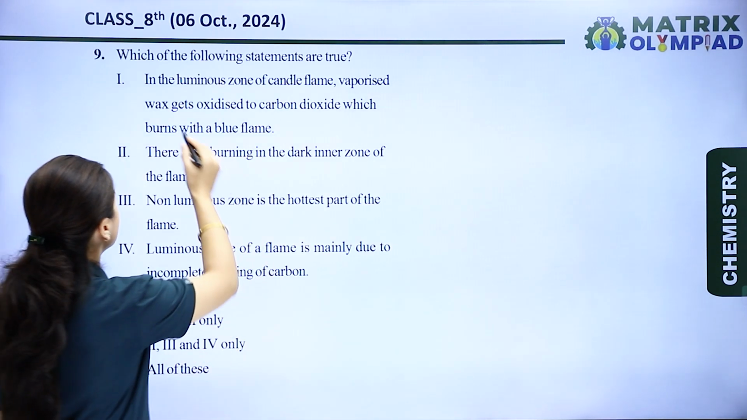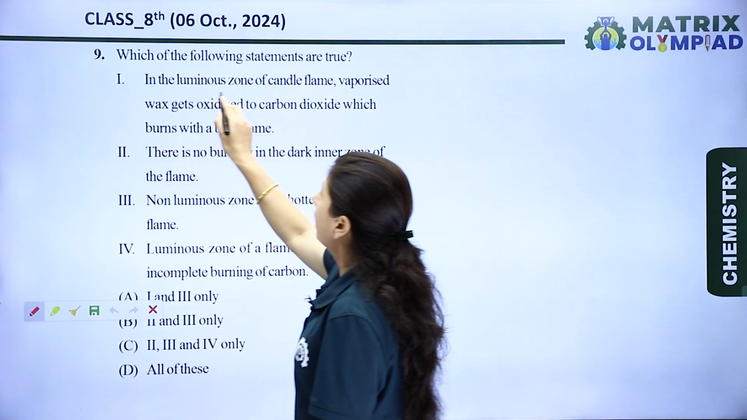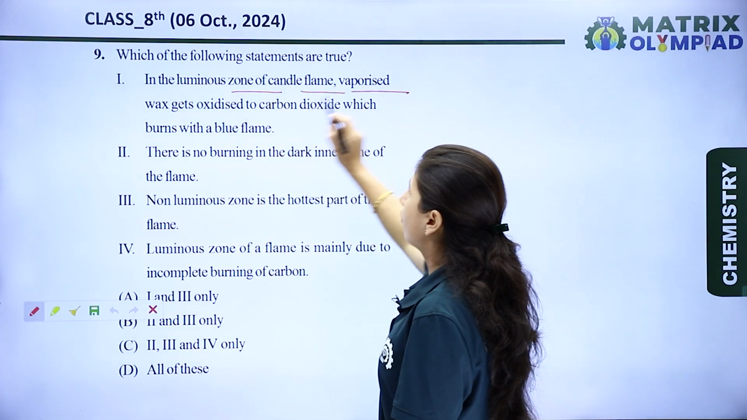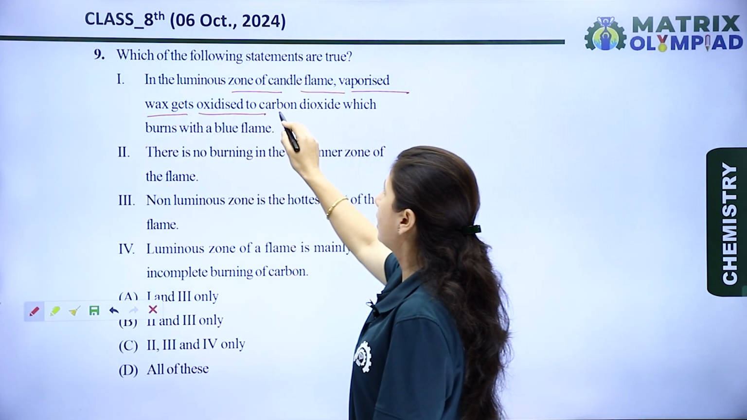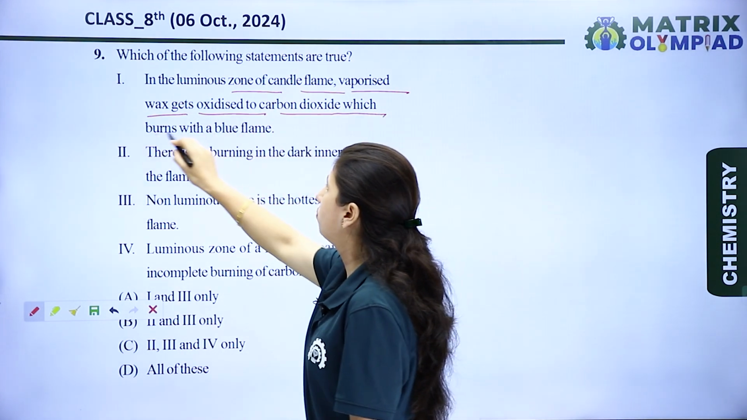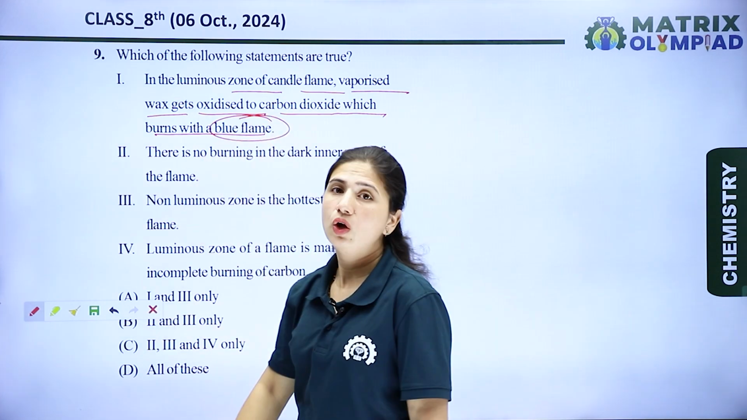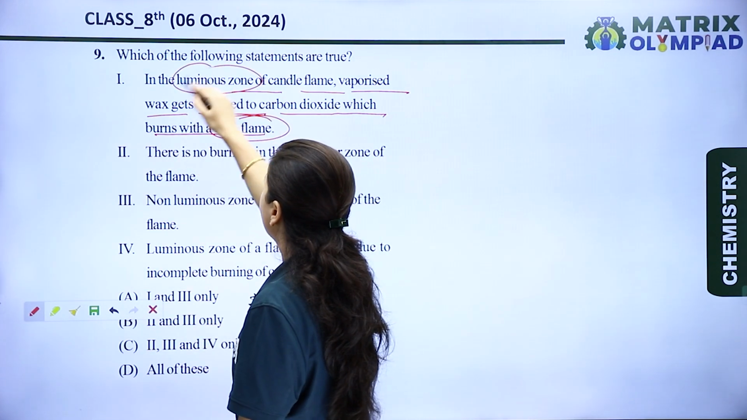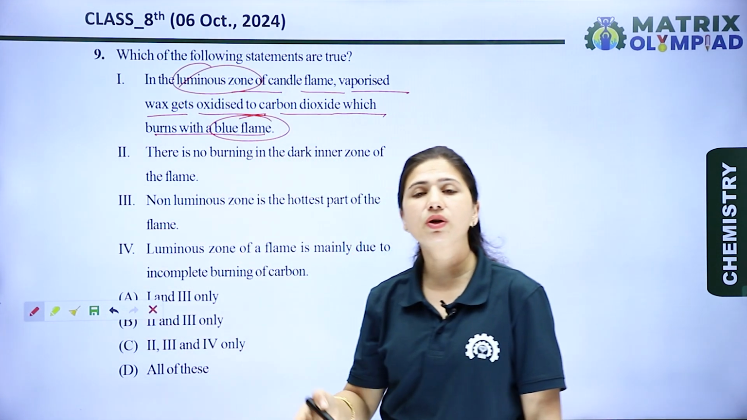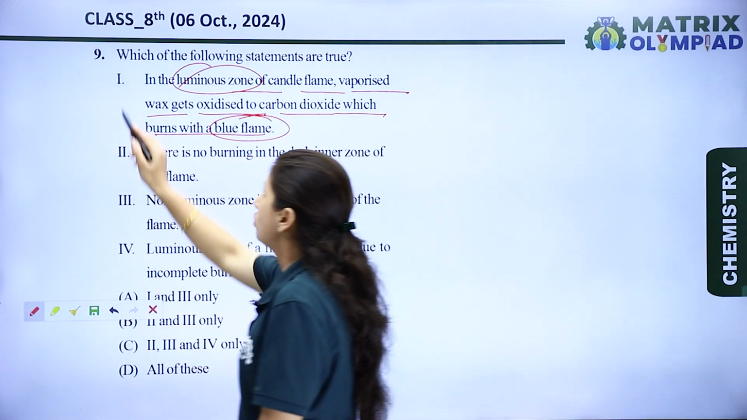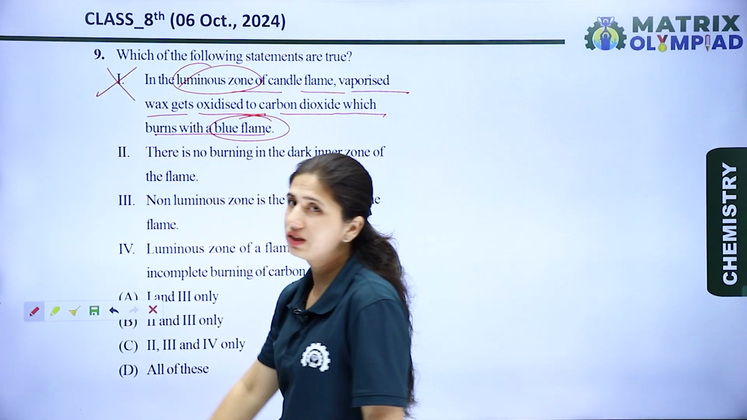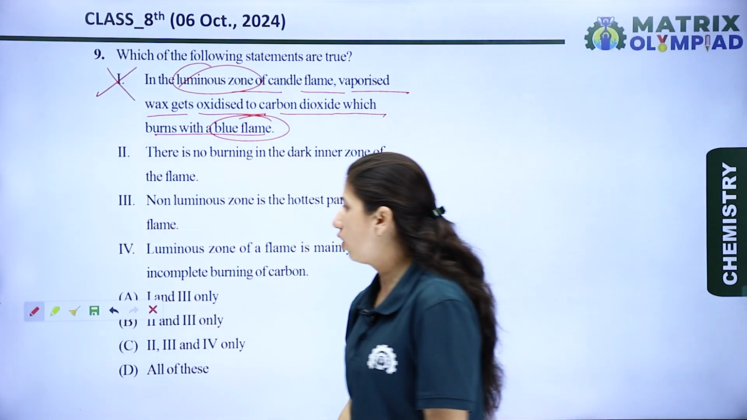Now let's see the question. The first statement is: in the luminous zone of candle flame, vaporized wax gets oxidized to carbon dioxide, which burns with the blue flame. No, the luminous zone is not blue in color. The non-luminous zone is blue in color. So the first statement is a wrong statement.